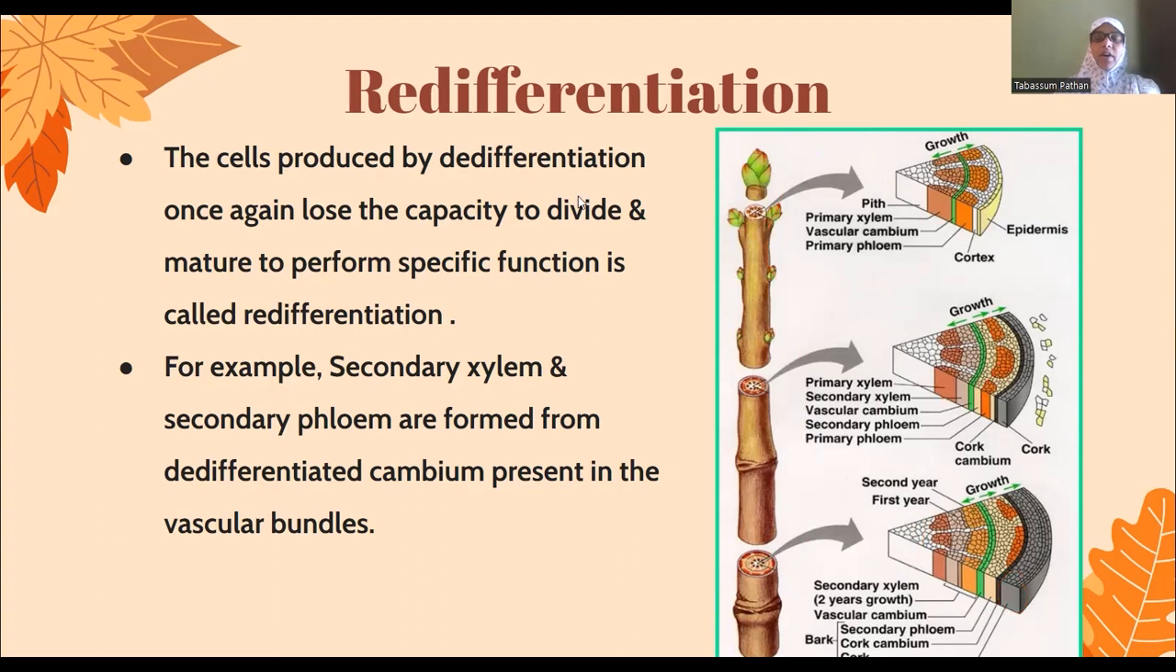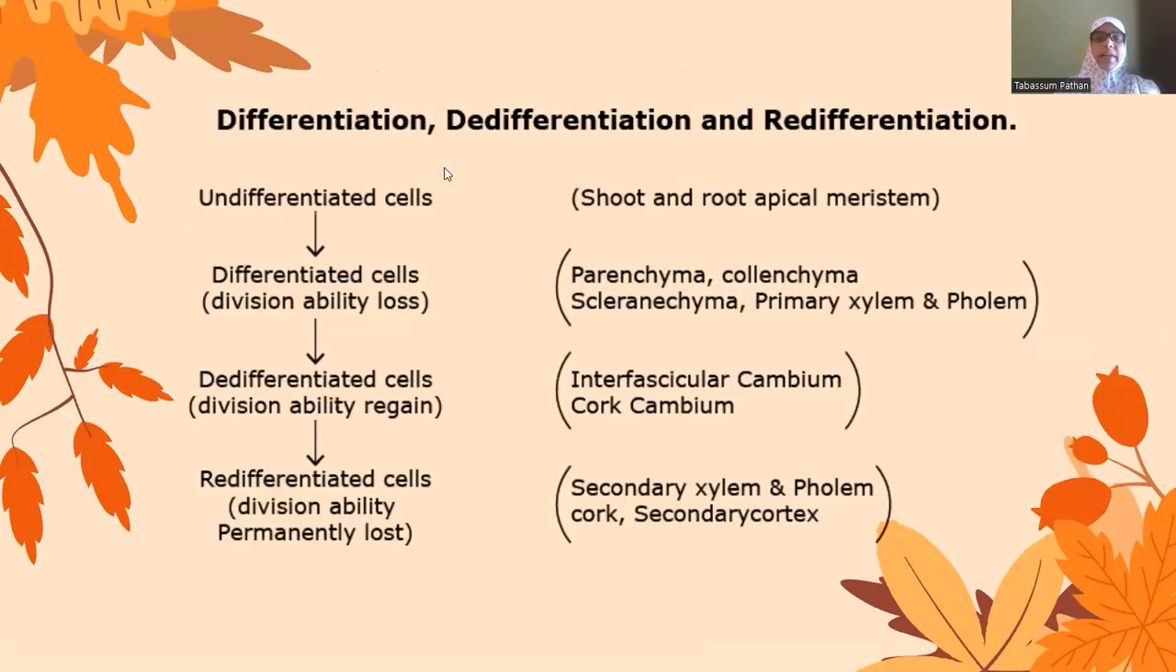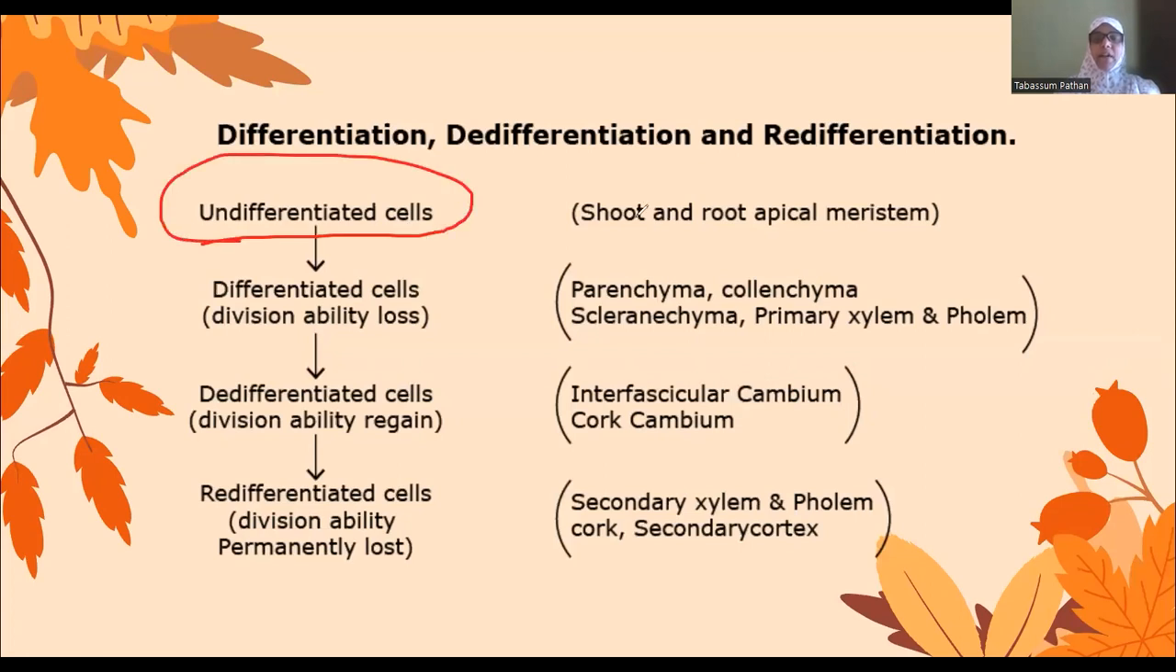So that's all with this video. This is a summary of whatever we have discussed up till now. Let's quickly go through the summary. Undifferentiated cells, for example at the shoot and root apex, which are the meristematic cells, now get differentiated. They become specialized cells like parenchyma, collenchyma, sclerenchyma, primary xylem, and phloem. This is what we have been talking about time and again, when the meristematic cells of the shoot or root apex get differentiated.